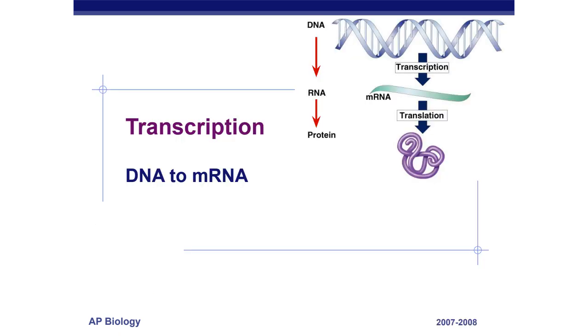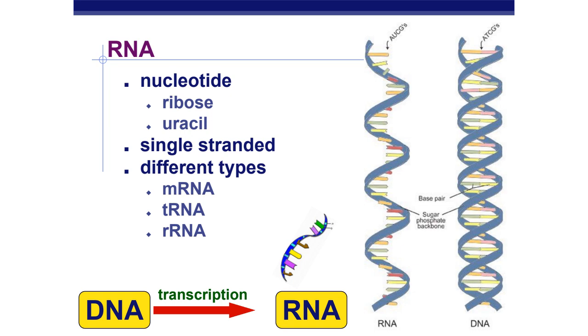Okay, so transcription is our DNA to messenger RNA. Remember, we said that this is going to occur in the nucleus because the DNA is located in the nucleus and is unable to leave. Okay, so transcription, DNA to messenger RNA. So let's talk about RNA a little bit here before we go any further. So RNA, its monomer is going to be the nucleotide, just like it was for DNA. Remember, a nucleotide contained a sugar, a phosphate, and a nitrogen base.